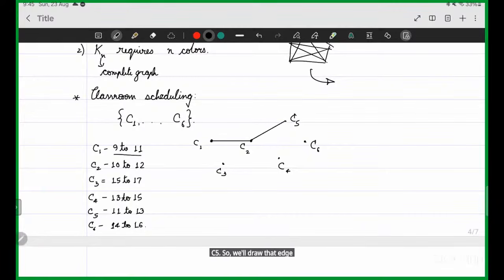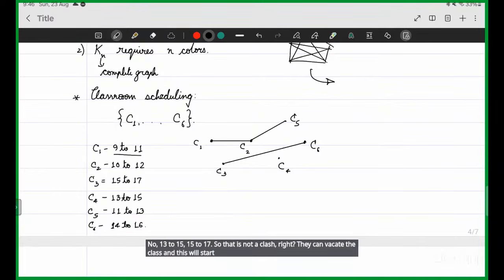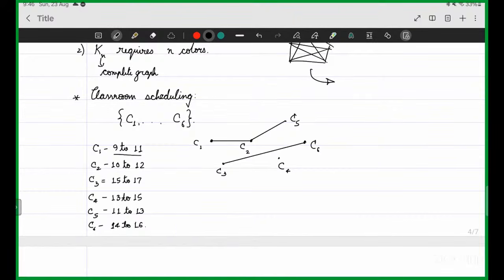Next, C3. What about C3? It has clashes with C6 only? Okay. But it is C4 also. No, 13 to 15, 15 to 17. So that is not a clash, right? They can vacate the class and this will start instantly. That's fine. Okay, so assume that 13 to 15, 15 to 17 is not a clash, right?